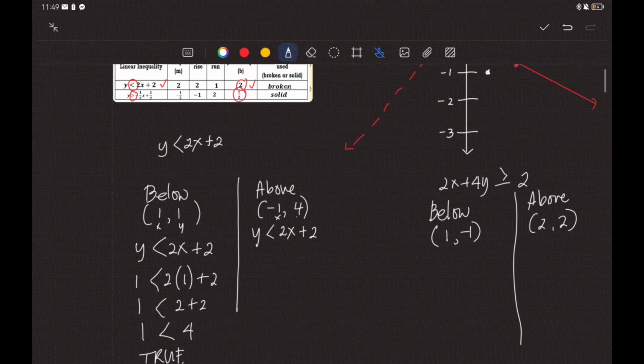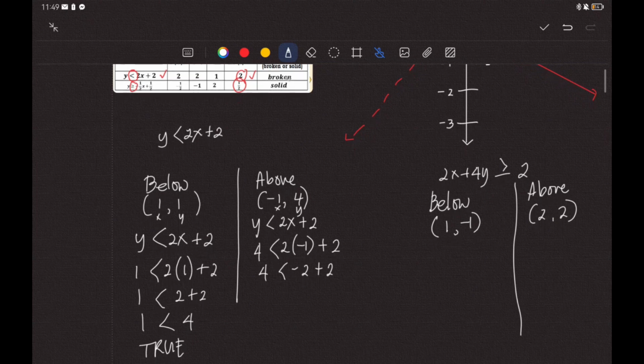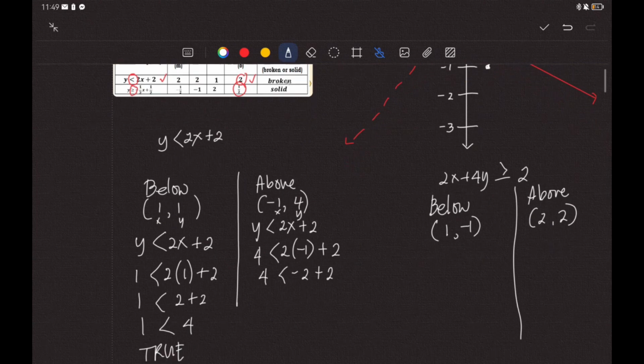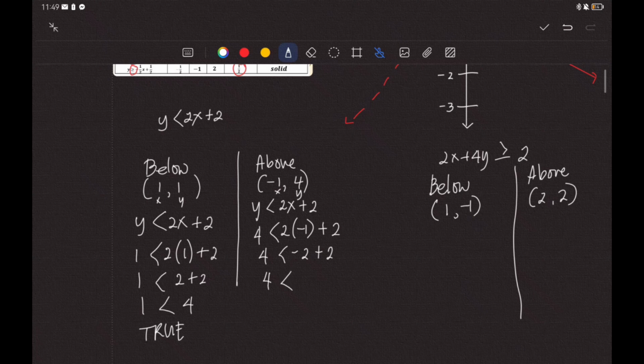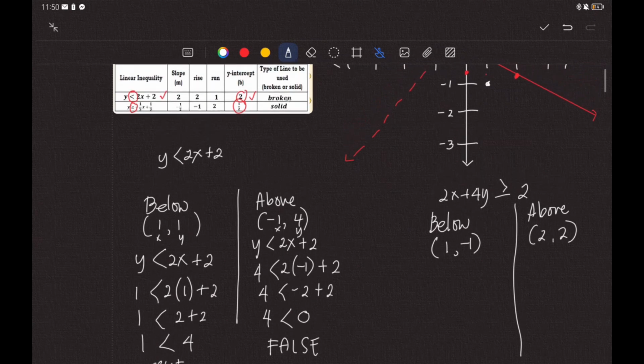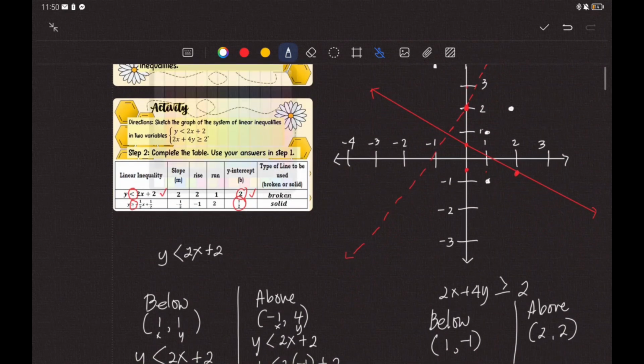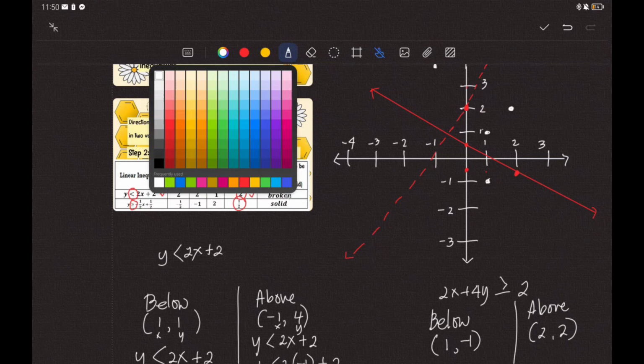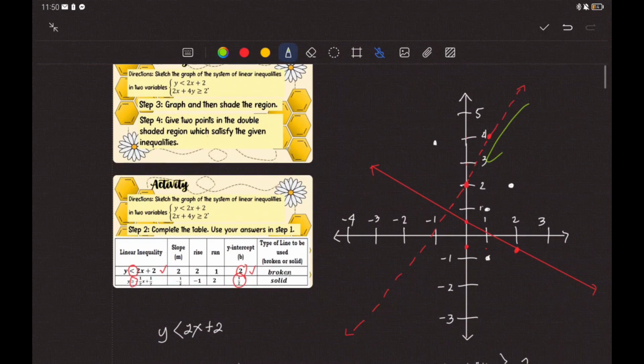Our y is 4. So 4 is less than 2 times negative 1 plus 2. 4 is less than negative 2 plus 2. This is false. 4 is less than 0, so this is false. So for the first graph, we are going to shade below. So here, we are going to shade the below part here.